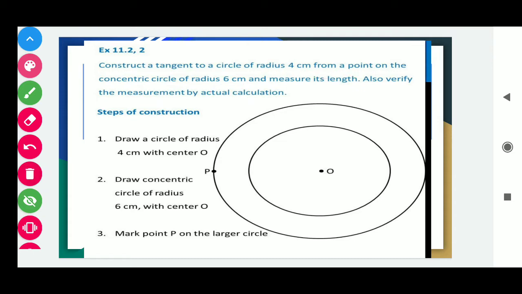Students, in this question we have to construct a tangent to a circle of radius 4 cm. First of all, we have to make two concentric circles. Concentric circles are those circles which have the same center, and having radius 4 cm, and the second circle is of radius 6 cm using the same center. After that, we have to construct a tangent to a circle of radius 4 cm from a point on the concentric circle of radius 6 cm.